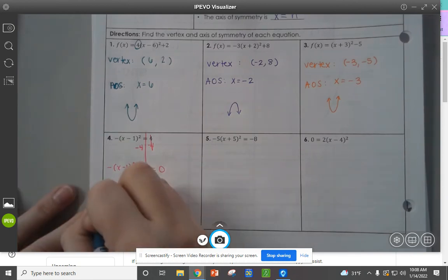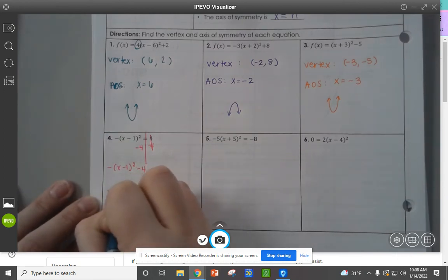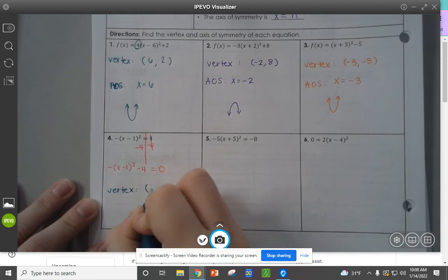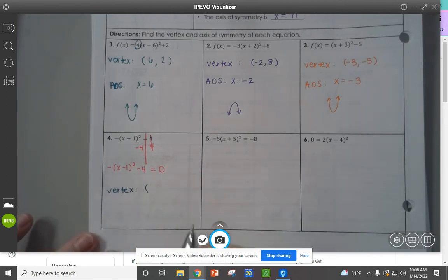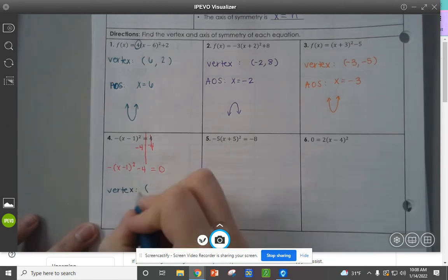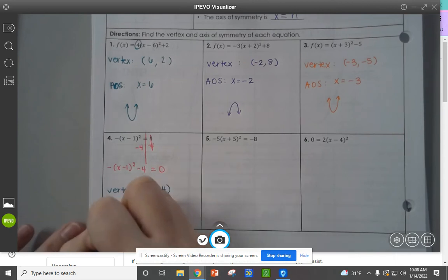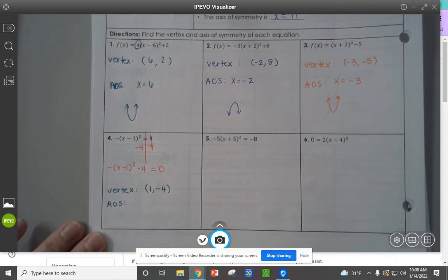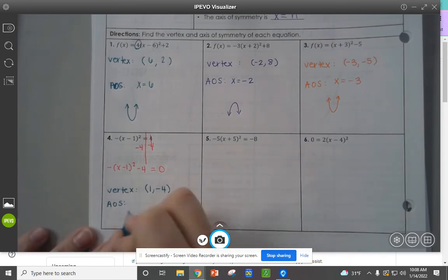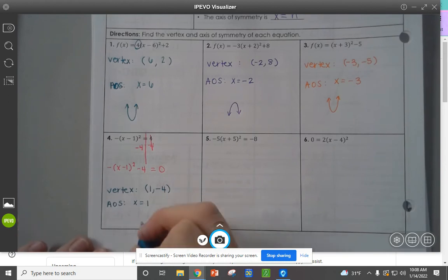So now, what is the vertex? Nope. What? +1, +1, -4. What is the axis of symmetry? X equals 1. X equals 1. Does this one point up or down? Down. Good.